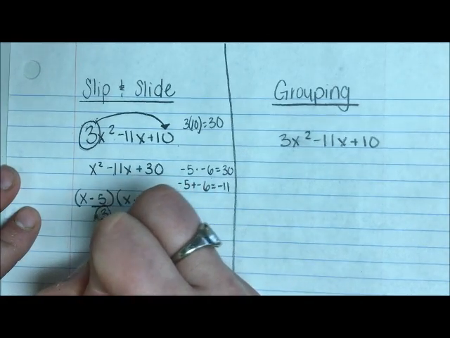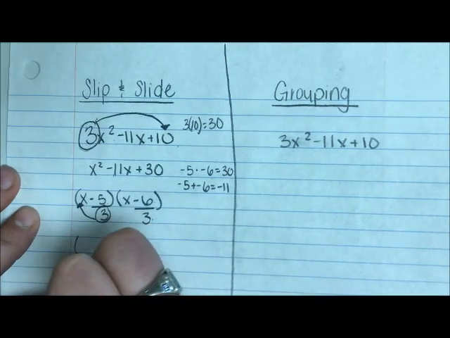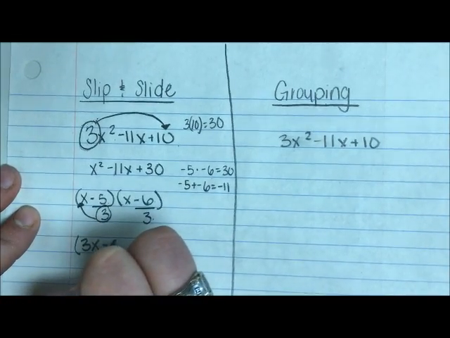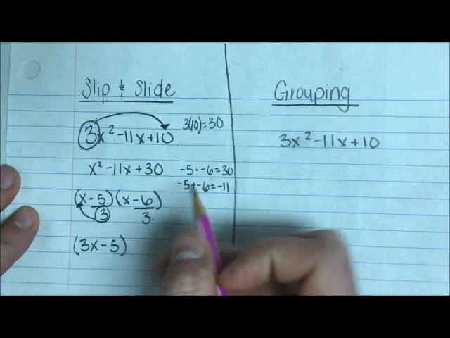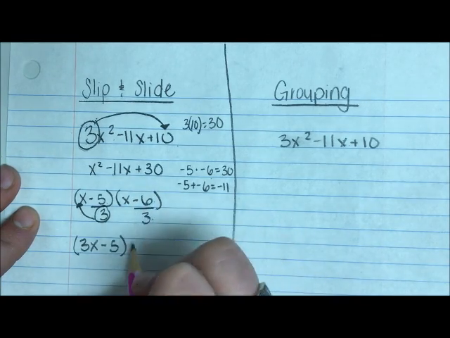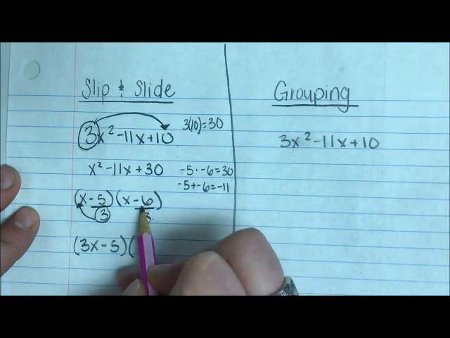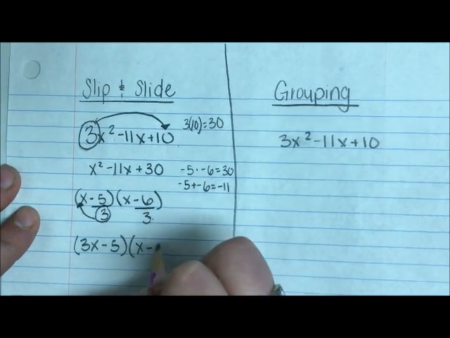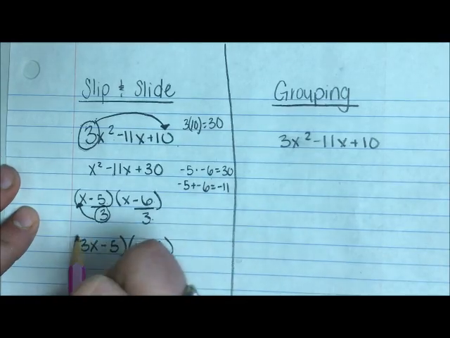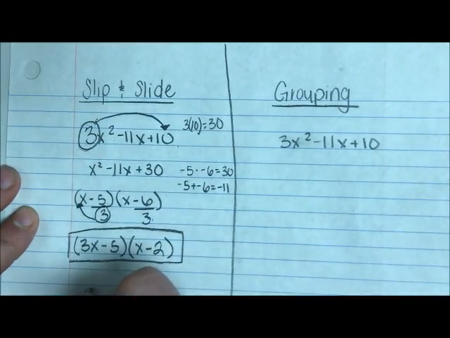So I'm just going to take that 3, I'm going to slide it up there next to the x and leave my minus 5 there. I see that negative 6 divided by 3, well, that will simplify to a nice integer, and negative 6 divided by 3 gives me 2, or negative 2 I should say. So there's my answer.